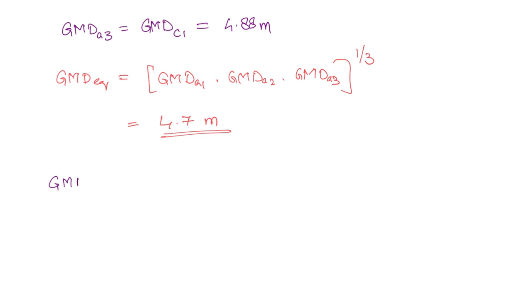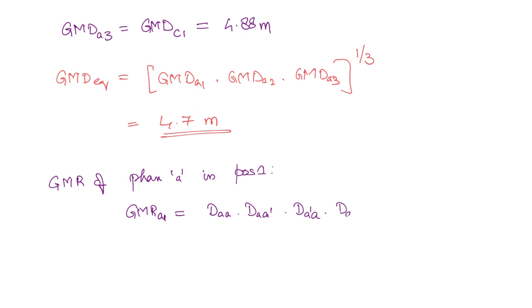So GMR, similar to the GMD, we have to find in each position. So GMR of phase A when in position 1. So what will this be? GMR A1 we will take. So D of A with itself, A with A', A' with A, and A' with itself, right? To the power, how many number of terms are there? 4. So to the power 1 by 4.